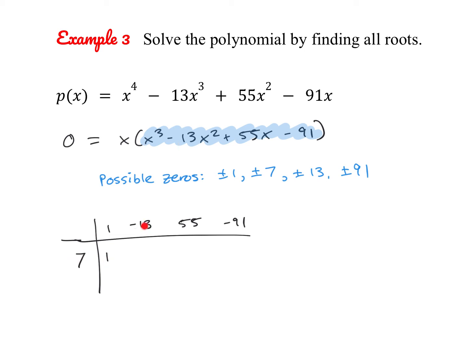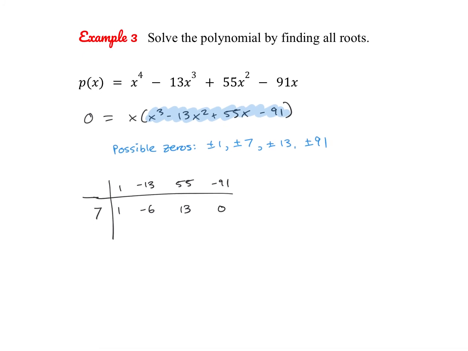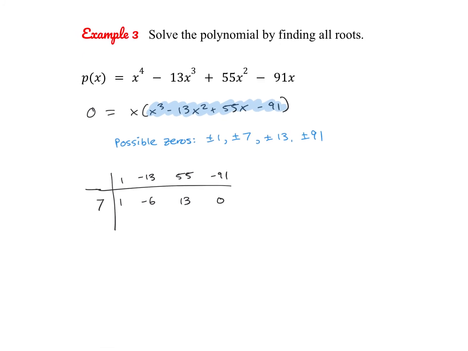7 times 1 plus negative 13 would be negative 6. 7 times negative 6 plus 55 gives us positive 13. And 7 times 13 plus negative 91 is 0. So since the remainder is 0, that tells us that 7 is one of the zeros.